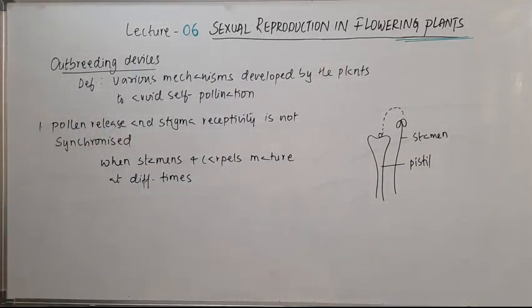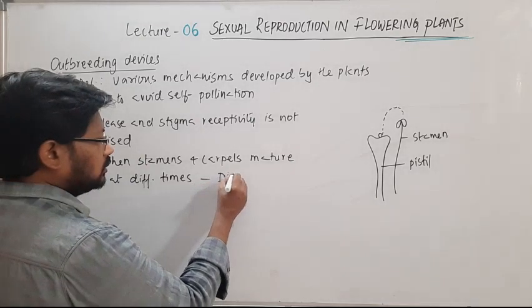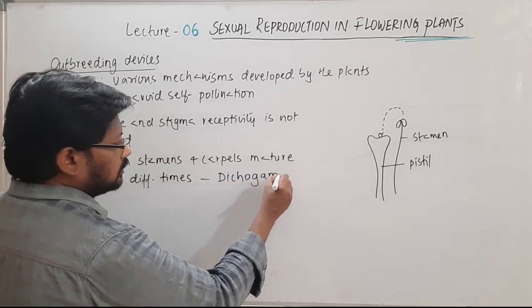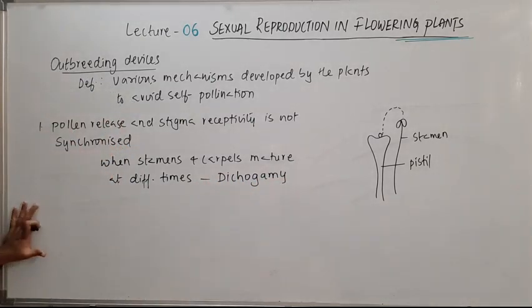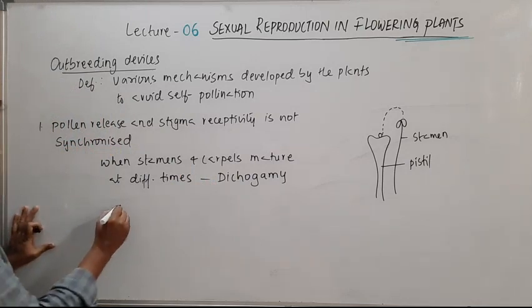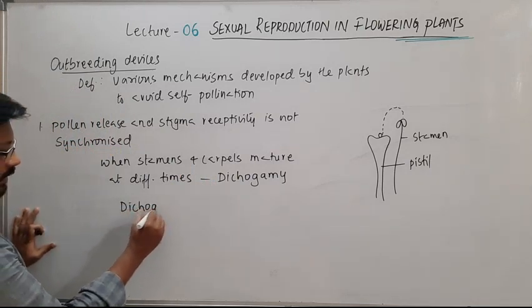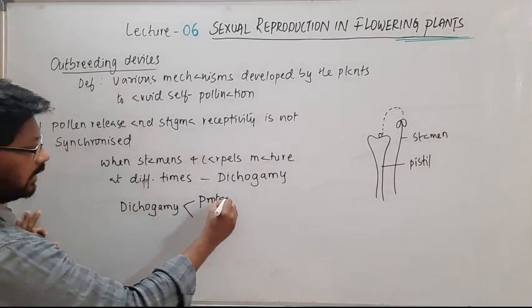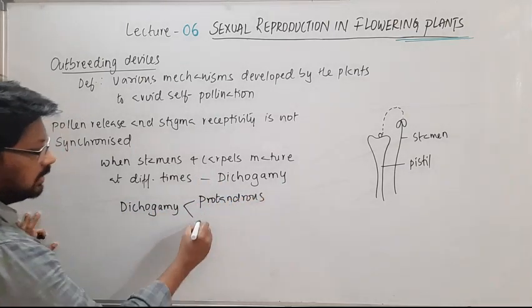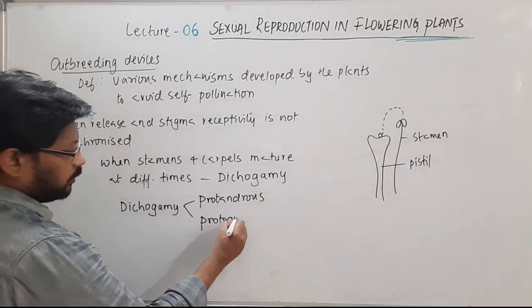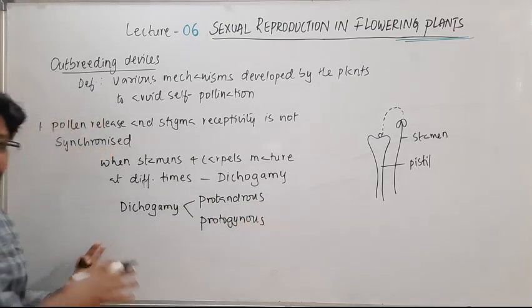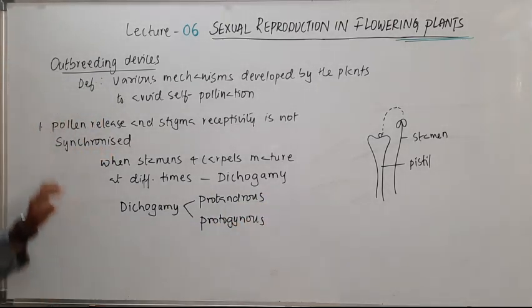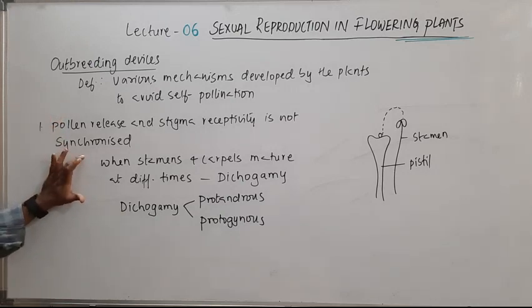Then of course such a condition we can use a word, dichogamy, right? And of course, dichogamy is a word which is not mentioned in the textbook, right? So here this dichogamy can be of two types. One I call the protandrous condition, and another one called the protogynous condition. So I'm just giving a little more explanation for this statement that pollen release and stigma receptivity are not synchronized, right?